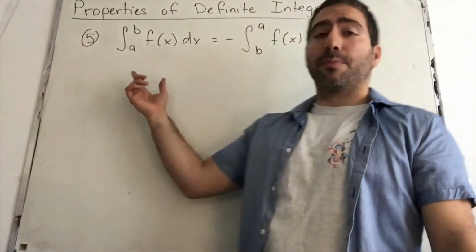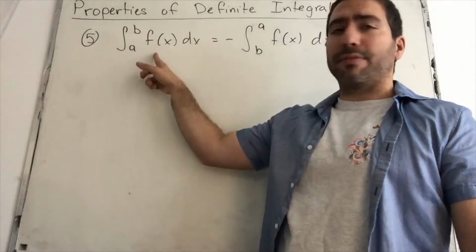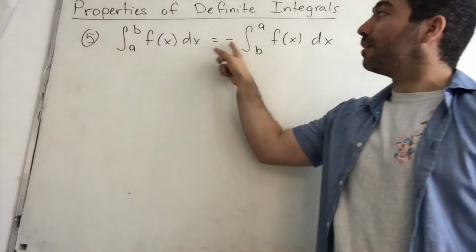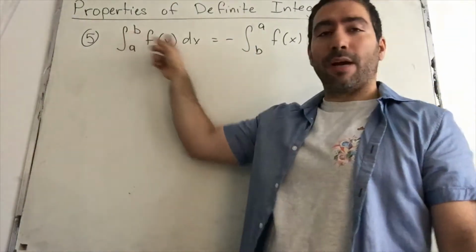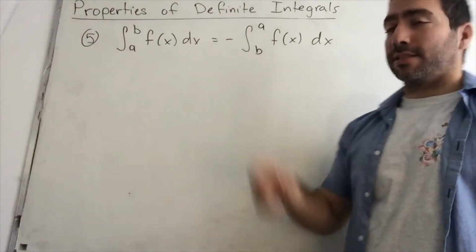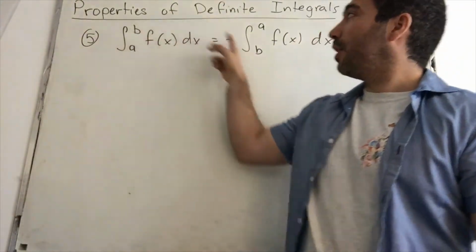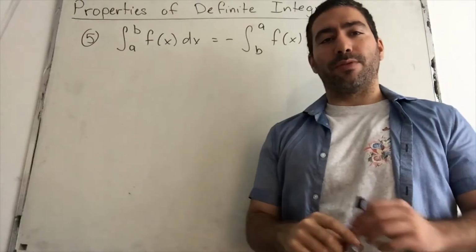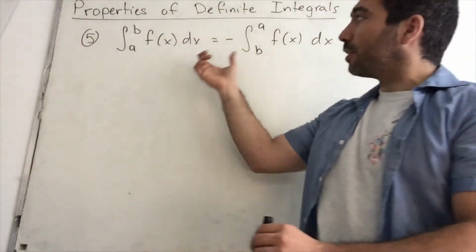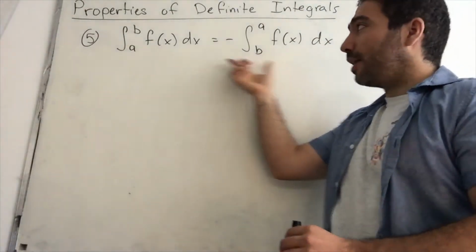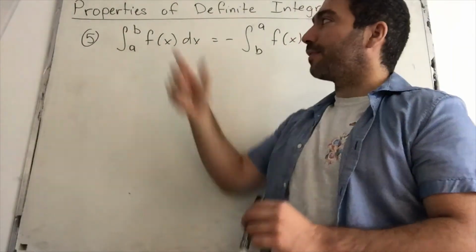So the next property over here, property number 5, we have the integral from a to b of f of x dx, and that's equal to negative of the integral, instead of a to b, now we're going from b to a of f of x dx. So essentially, if you flip the bounds, a negative comes out. Let's go ahead and prove this. So I think it's easier to start with the right hand side. So we'll start with the right hand side and try to get to the left hand side.